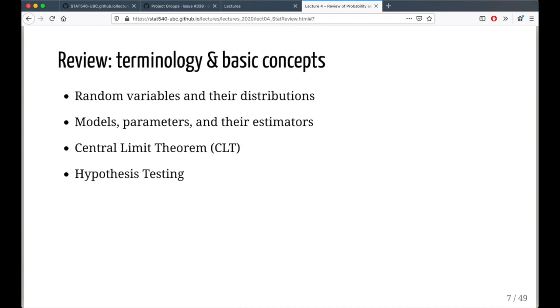So just an overview of the rest of the lecture. We're going to review terminology and basic concepts. Again, hopefully much of this is review, but if it's fuzzy, please go back and do some extra reading on your own. We're going to talk about random variables and their distributions. We're going to talk about modeling, estimating parameters, and how the central limit theorem plays a role, as well as the basics of hypothesis testing.